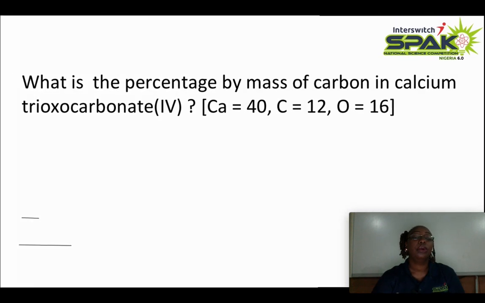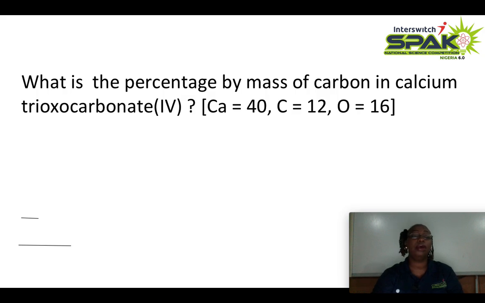What's the percentage by mass of carbon in calcium trioxocarbonate(IV)? The formula for calcium trioxocarbonate(IV) is CaCO3. And by the time you look at the percentage by mass of carbon, you should be able to get this. An easy question as well, and your answer should be 12%. How do we get that?